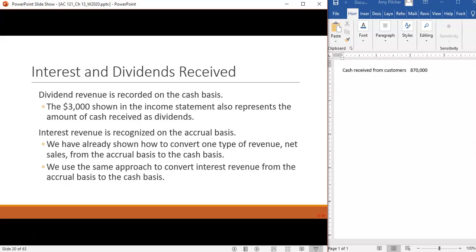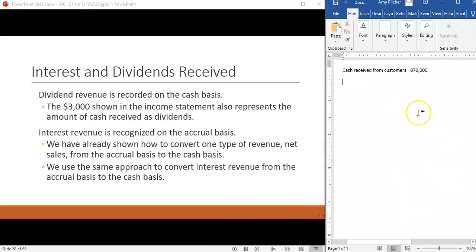So when we look at our interest revenue, we have interest revenue on our income statement, and we have a decrease in the accrued interest receivable account of $1,000 that we're going to add. So we add decreases of current asset accounts. So we have cash received from interest and dividends.